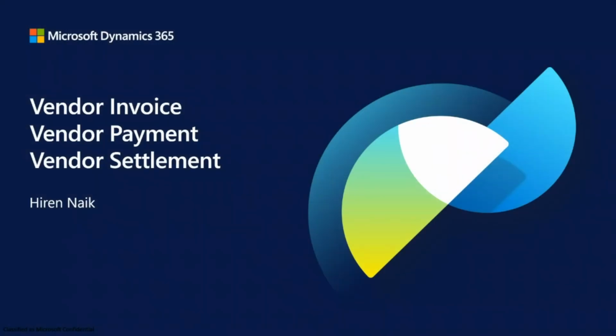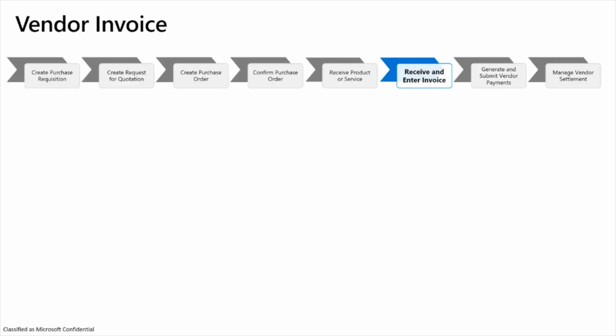Thank you, Mathieu. So far we have reviewed procurement processes using documents like purchase requisitions, RFQ, and purchase orders. We reviewed the process of receiving materials and services using the receiving process. Now let us review the next set of business processes in the Procure to Pay process flow, which is vendor invoicing, vendor payments, and settlement.